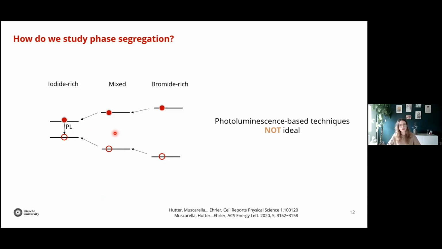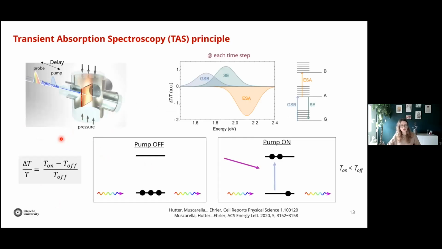picture of phase segregation. And the reason is that when you have a mixed phase and you illuminate, so you form bromide-rich domains and iodide-rich domains, all this charge will funnel into the low energy states. So we will mainly probe the iodide-rich phase. And this is only partial information of the phase segregation. So then what we wanted to do was to use transient absorption spectroscopy, which is based on absorption. So we don't have anymore the problem of the photoluminescence-based techniques.